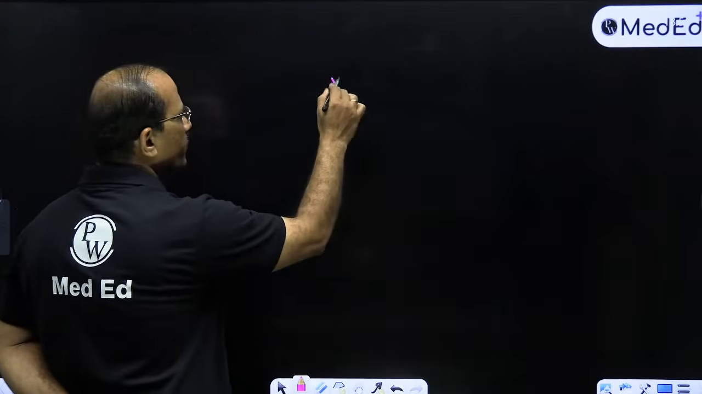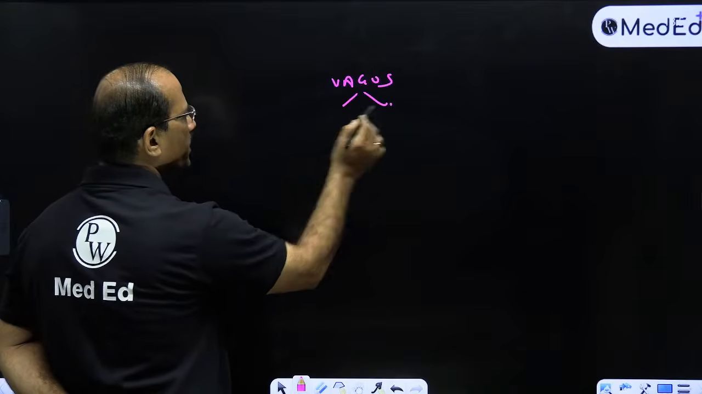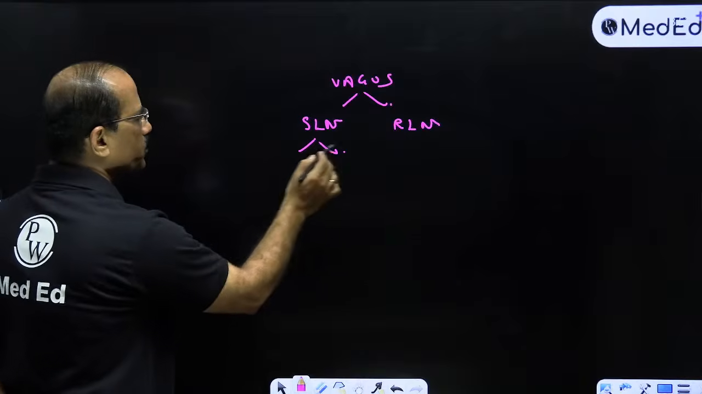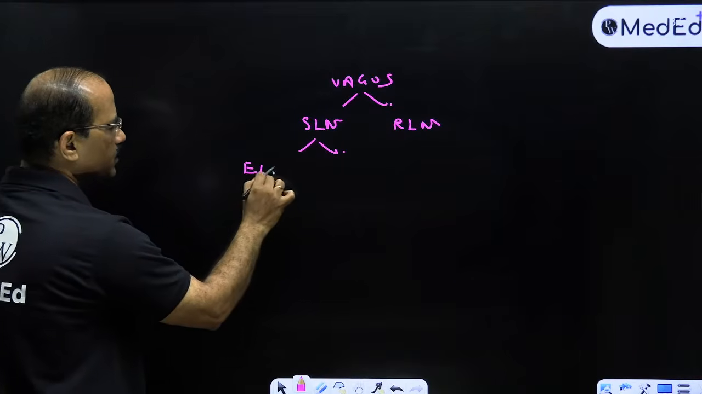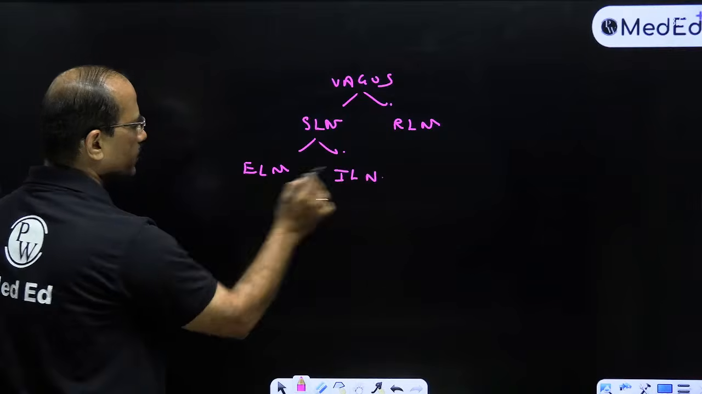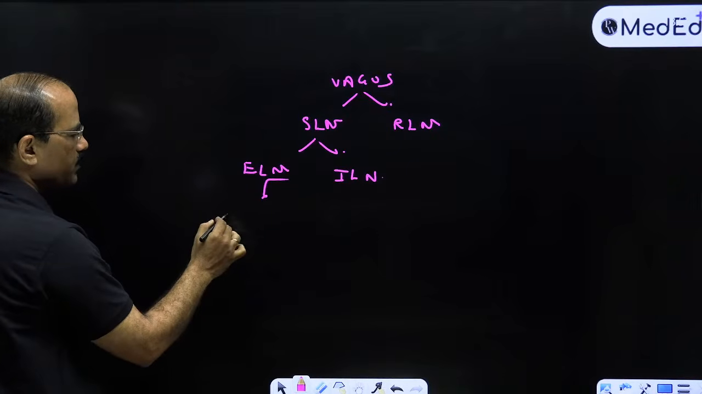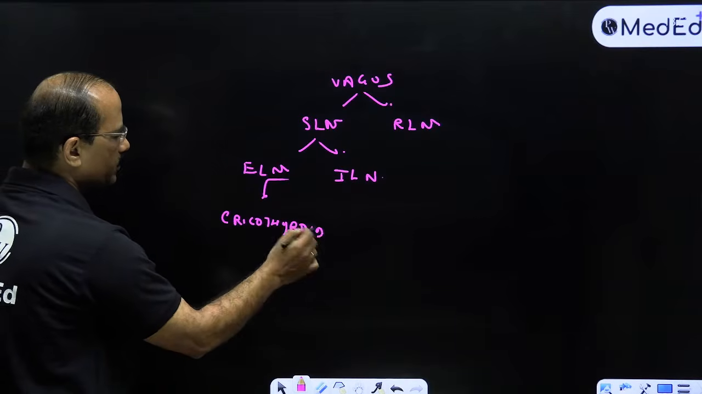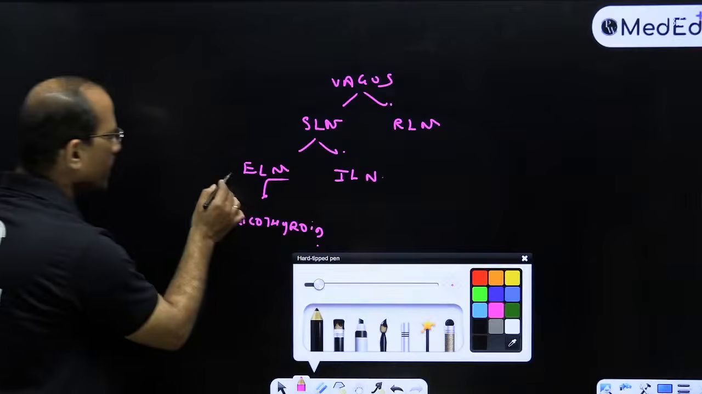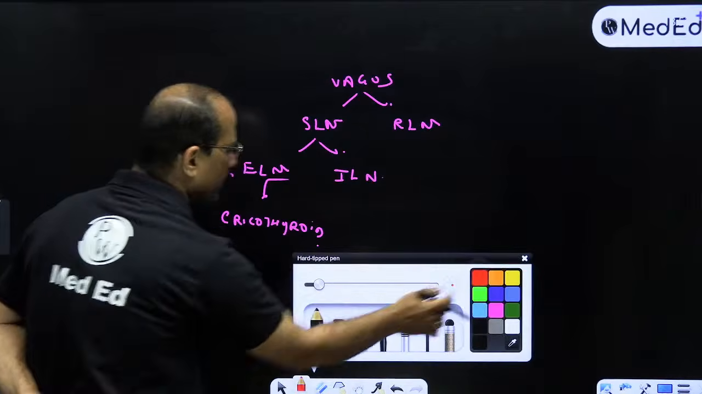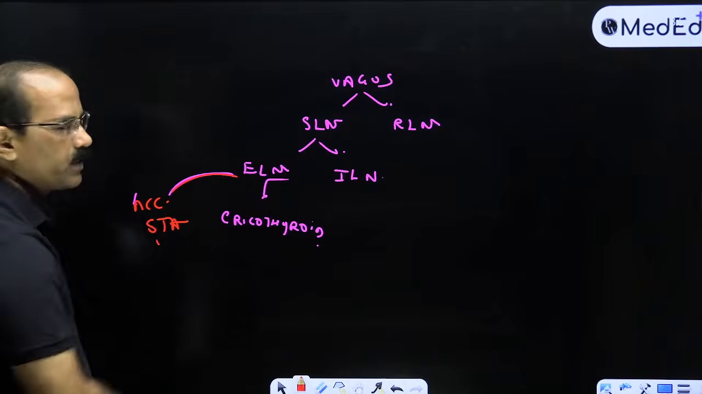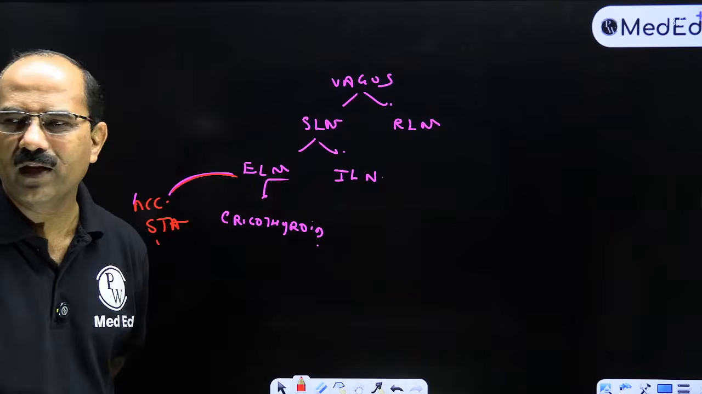अब एक याद रखना बच्चों, just remember this. Vagus divides into two main branches. एक है superior laryngeal nerve, दूसरा है recurrent laryngeal nerve. Superior divides into external laryngeal nerve and internal laryngeal nerve. External laryngeal nerve supplies the cricothyroid. External laryngeal nerve accompanies the superior thyroid artery. बराबर है?